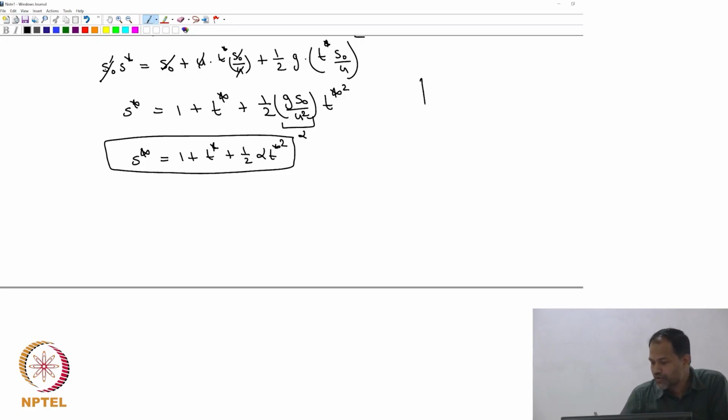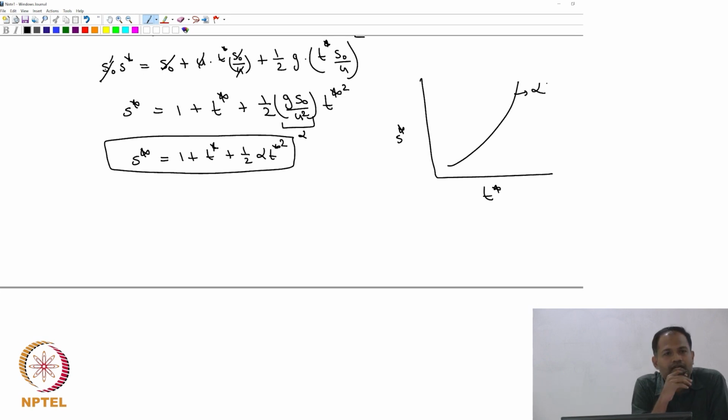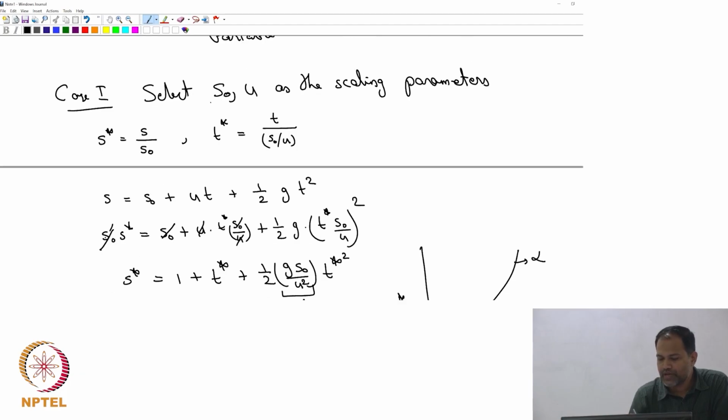In which case you would have been able to just plot S star as a function of T star for just one parameter alpha. Okay, that tells you what the curve is. You don't have to worry about three different parameters now. So you have actually simplified your description. Agreed? Okay, now we have been able to do this because we selected two scaling parameters, right? So what did we do? We selected two scaling parameters. One was S0, other was U, and then we non-dimensionalize the equation.